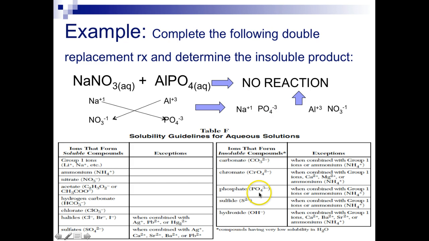PO4 is usually insoluble, so you think it would make a solid. However, Na is part of group 1, so it will not form a solid, and it will become a soluble compound. AlNO3 is going to be aqueous because it's a nitrate. But since both of these are aqueous solutions, no reaction is going to happen.